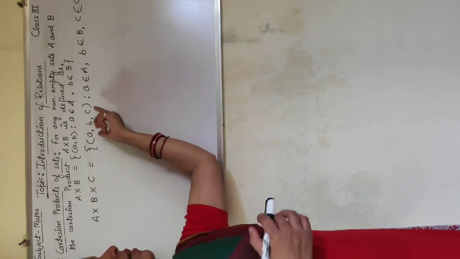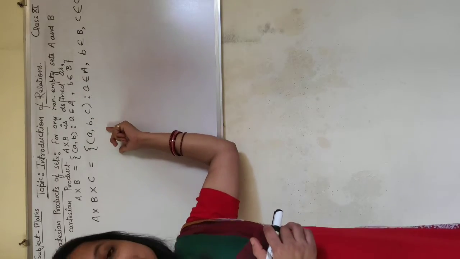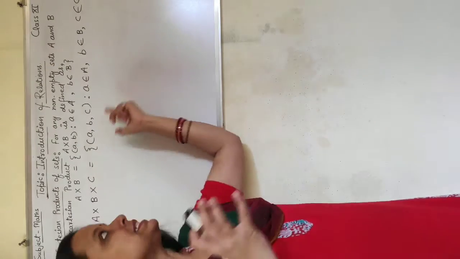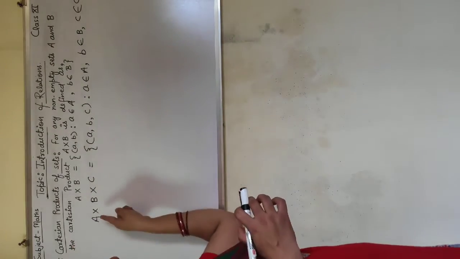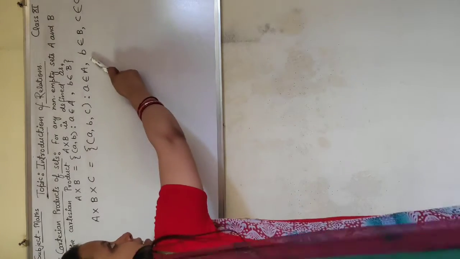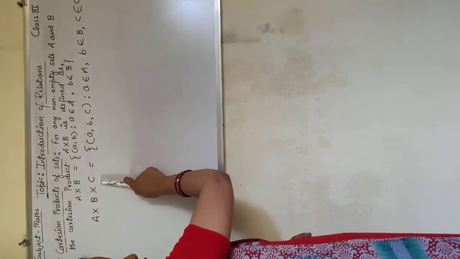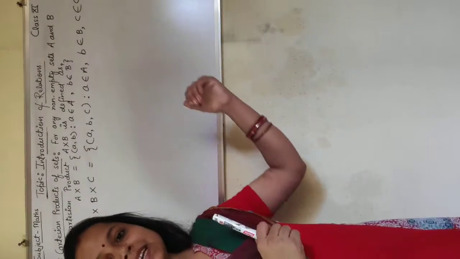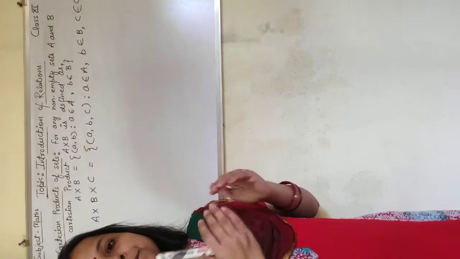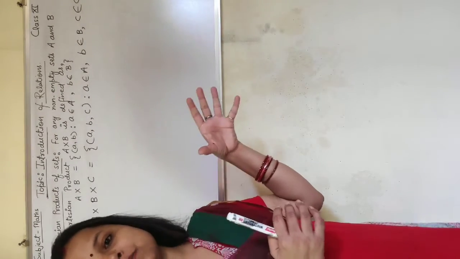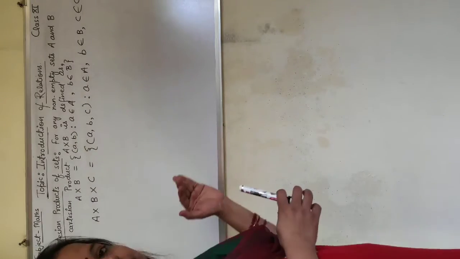As you can see here, we write again in brackets and it is a group of three numbers, where the first element belongs to set A, the second element belongs to set B and the third element belongs to set C. That means we have to write in order again, but it is a group of three numbers. So it is very simple to understand.